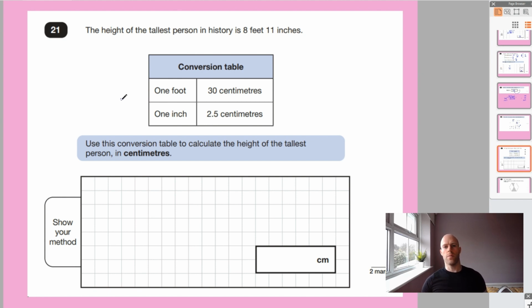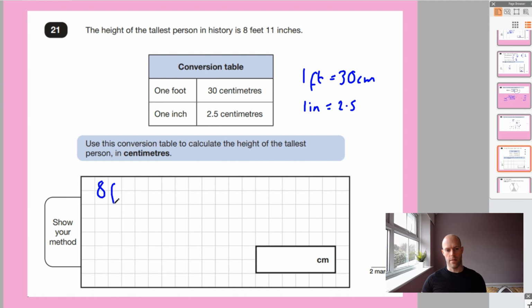The height of the tallest person in history is 8 feet 11 inches. Conversion table, 1 foot equals 30 centimeters. 1 inch equals 2.5. You know you're going to need both of them. Use this conversion table to calculate the height of the tallest person in centimeters. Okay, he's 8 feet 11 inches.